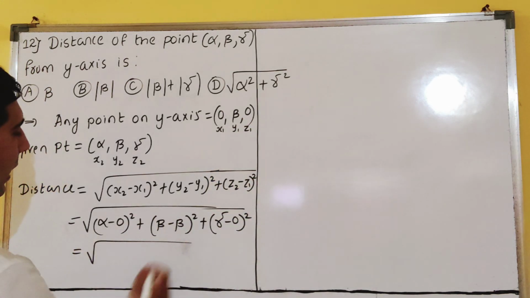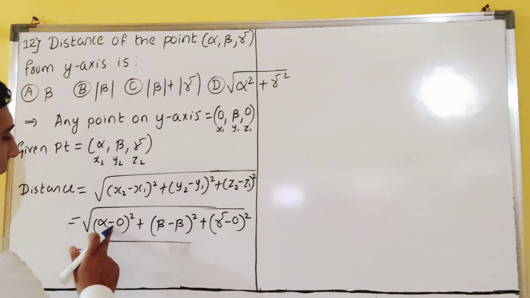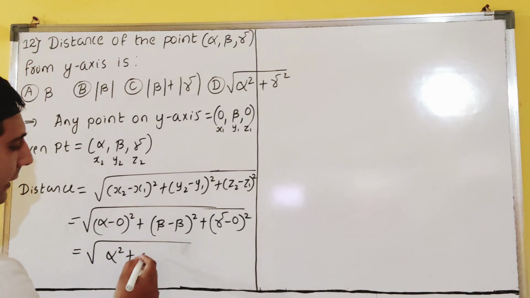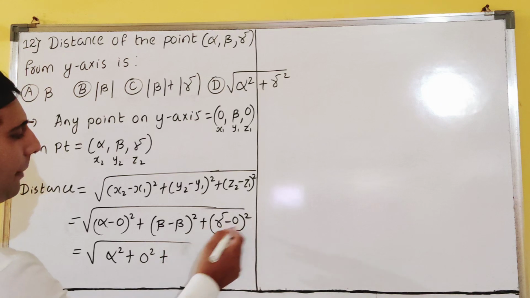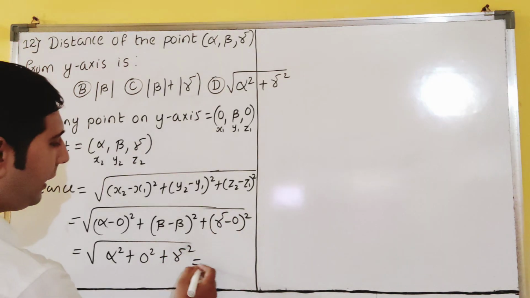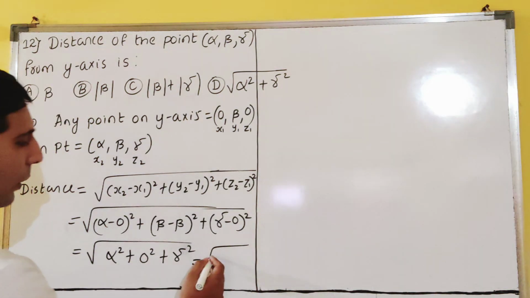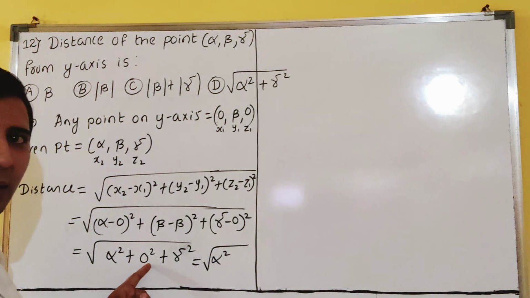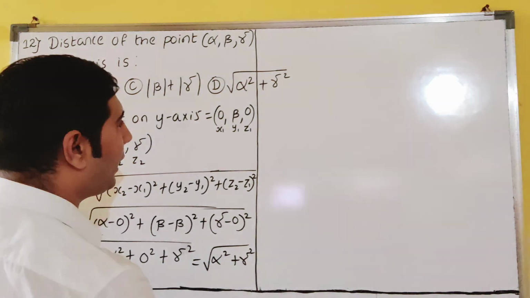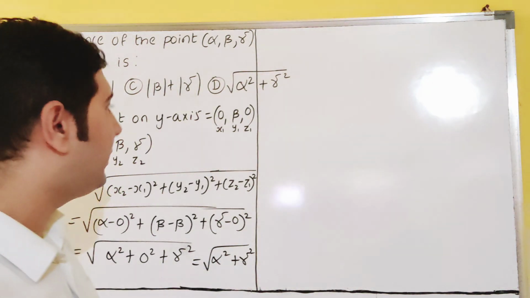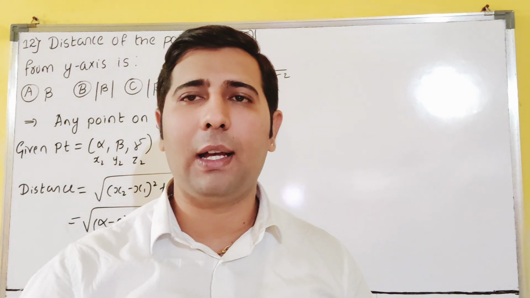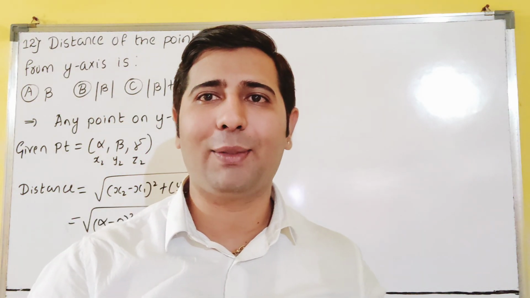We are just substituting. Alpha minus 0 is alpha, alpha whole square is alpha square. Beta minus beta is 0, 0 square, and gamma minus 0 is gamma, gamma whole square is gamma square. So now we get alpha square, 0 square is 0, you leave the 0 value, plus gamma square. This is the required distance, dear students. So it is matching with option D. D for Delhi is our correct answer. So please copy this. We will see the next question.